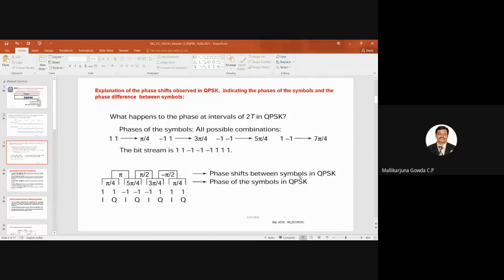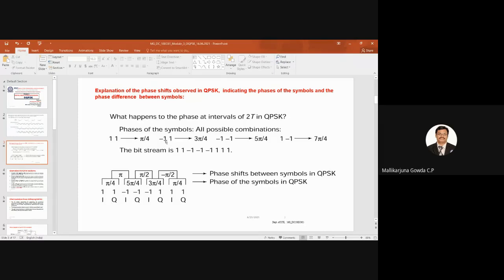I need not show this, but still I wanted to show. Hope you are able to see now. Here only my convention or notation is different. Instead of writing 0, I am taking it as -1. Since I have taken this from a different source, 0 will be treated as -1. See, for 1 1, the phase shift will be what? Pi by 4.